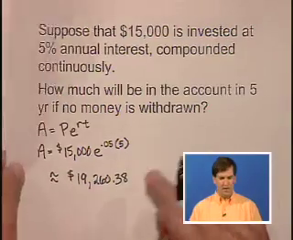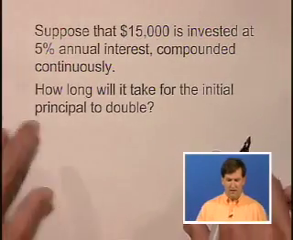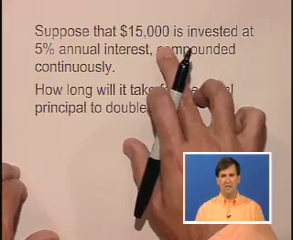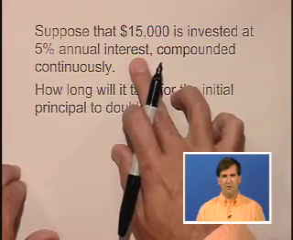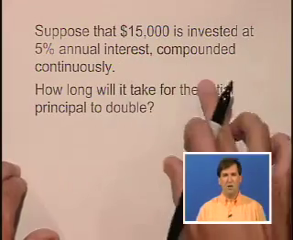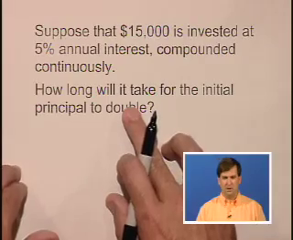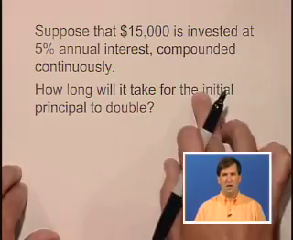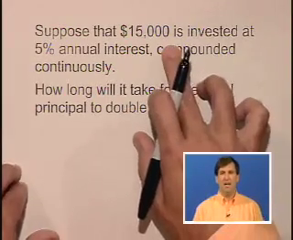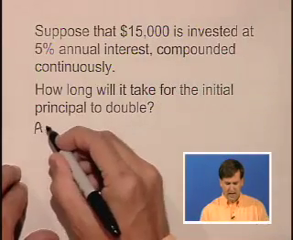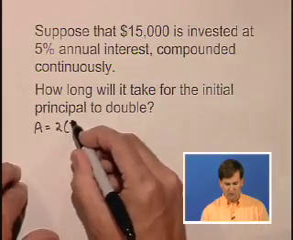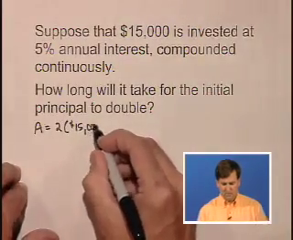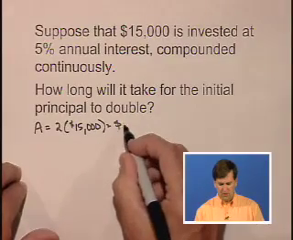$19,260.38. The next part of this question asks us that if we have the same situation, we have $15,000 and it's 5% annual interest compounded continuously, how long will it take for the initial principal to double? So now we're talking about the amount of money being $30,000. We need A to be double what we started with, which was $15,000. And that gives us $30,000.